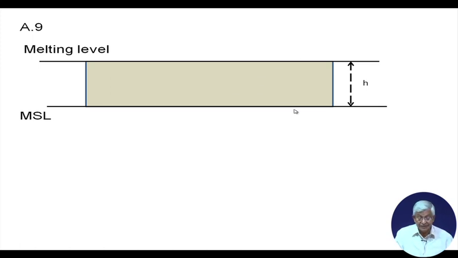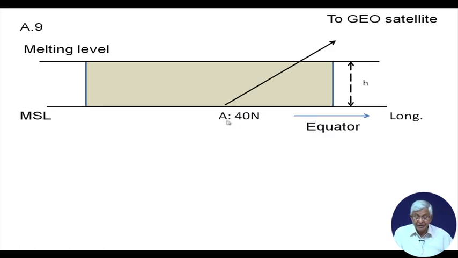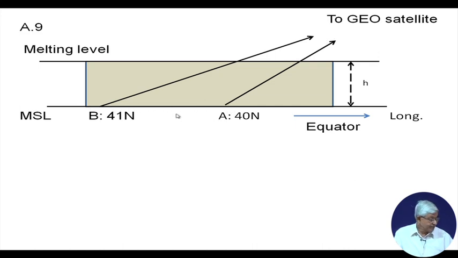So, this is the height. Now, I have a station A which is at 40 degrees north latitude, and towards the equator the satellite is on the equator, a GEO satellite. So, it will have a certain elevation angle reaching towards GEO, and there is a station B on the same longitude, but at 41 degrees north, 1 degree away in the north. So, it will look at the geostationary satellite, the same mean sea level, and the heights of the stations are also the same from the mean sea level.